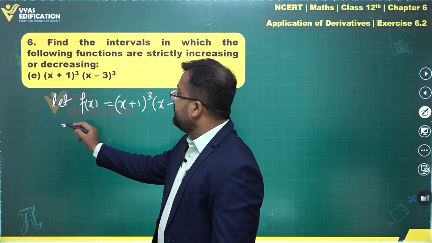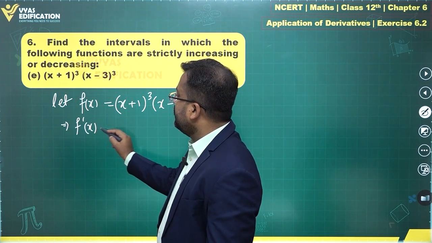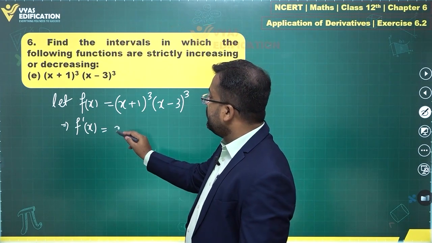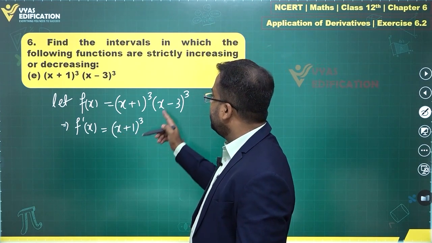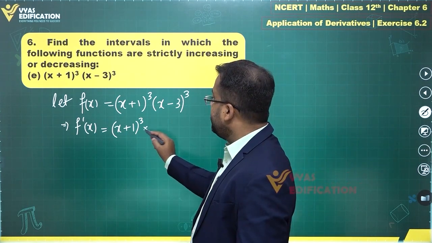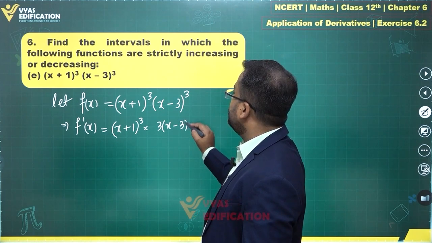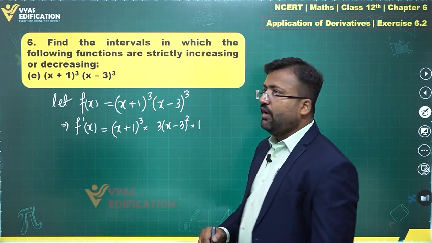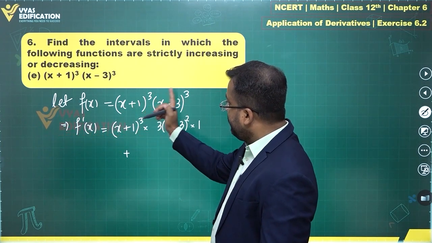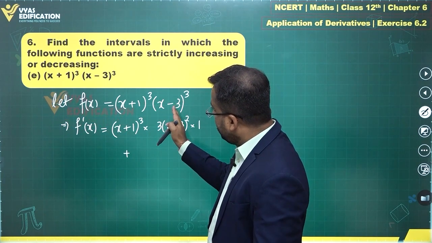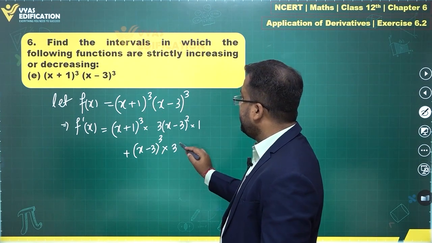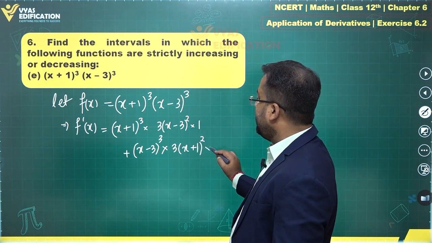Okay, this gives me that f prime x will be equal to what? You'll have to apply the product rule first. Let's keep this constant, (x plus 1) power 3, as a constant. Let's differentiate this. Differentiating this will be done with the help of chain rule. So this will be 3 times (x minus 3) whole square, and the derivative of x minus 3, which is 1, which is pretty simple, right? The next term will be plus the derivative of this, keeping this constant. So (x minus 3) power 3 will remain as it is. Derivative of this will be 3 times (x plus 1) whole square, and the derivative of x plus 1 will be 1.